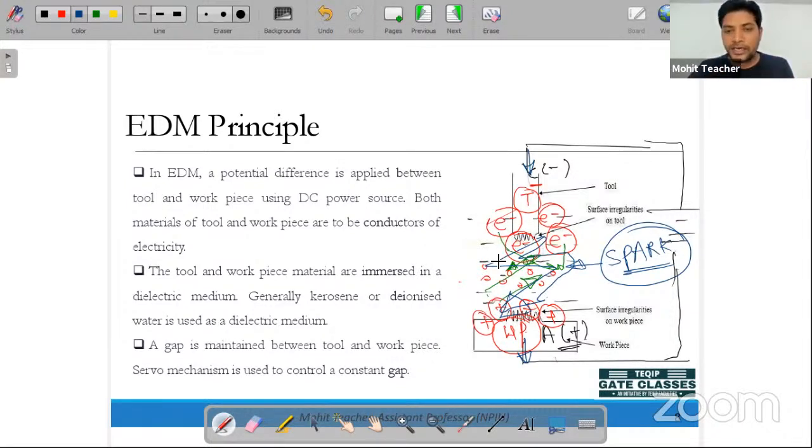When they generate more energy, now once the spark is formed between the tool and the workpiece, it will try to become straight, and this will make a path. In this path, electrons are moving in this direction, toward the downside, and the positive ions are moving in the upward direction. This portion, the column they are making over here, we call an ionized column.